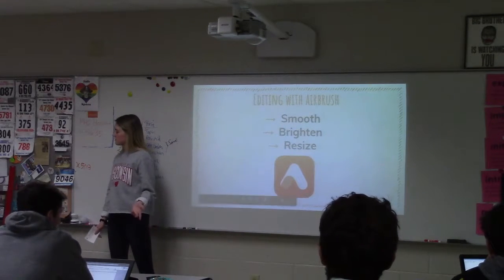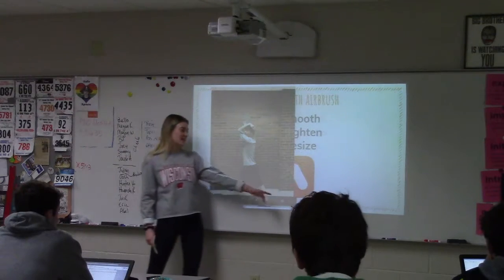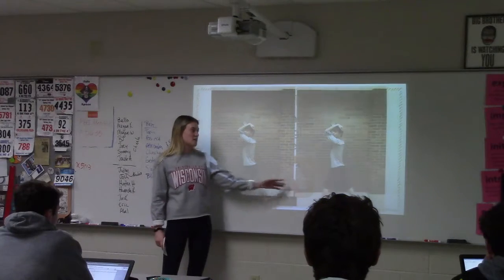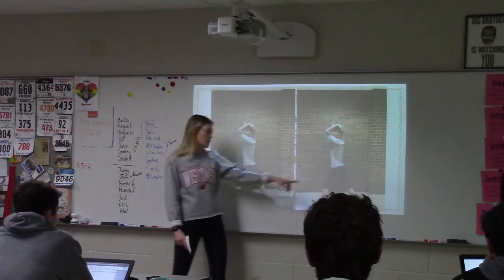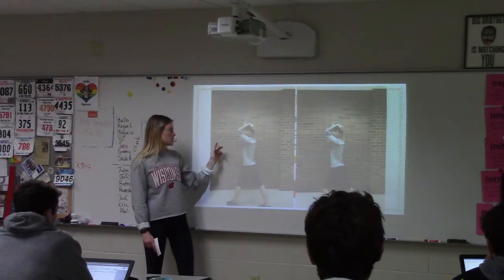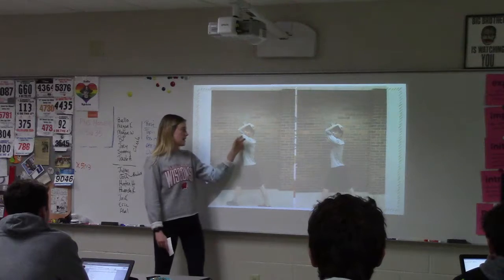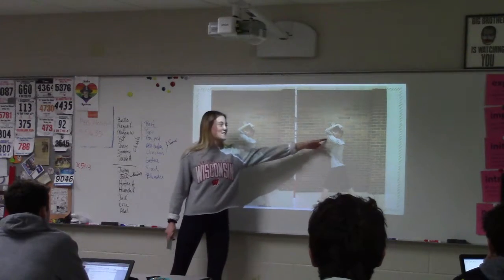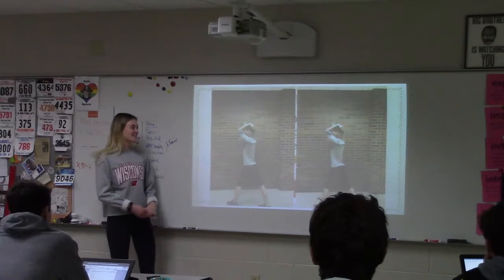Click. And then if you click again, this is the edited picture. So I used the smooth feature to smooth out the lines in the back of his shirt. I also used the brighten feature to make the bricks around his face brighter, and then I also resized his arm upon request. So his arm is bigger in the edited image.